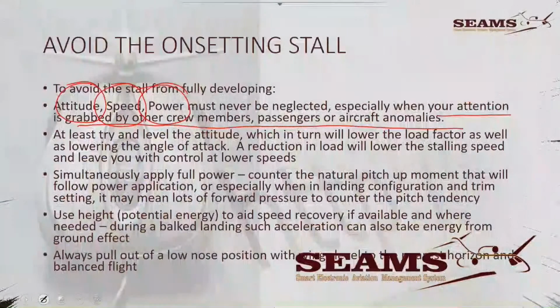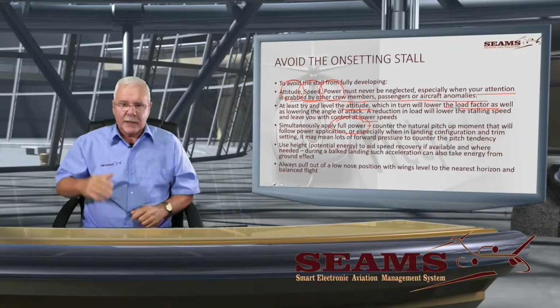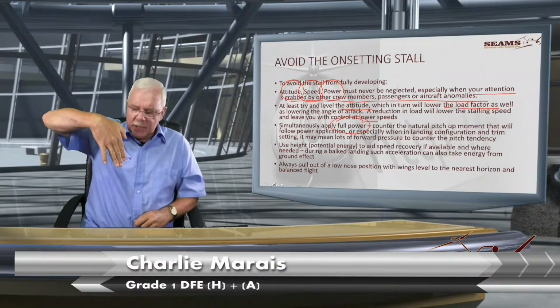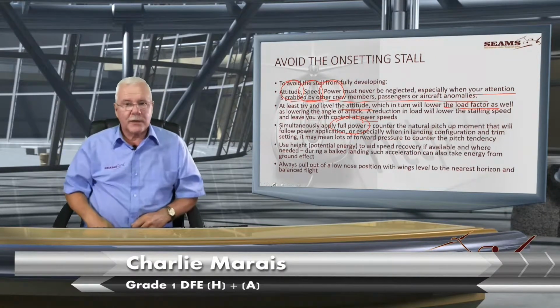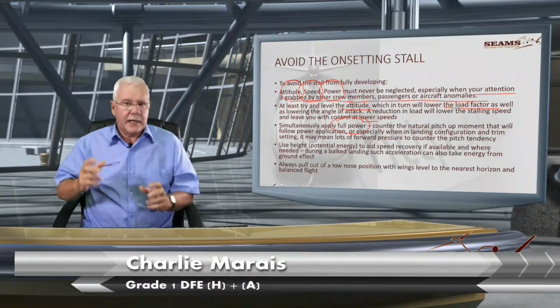So be careful. At least try and level the attitude, which will lower the load factor, therefore the angle of attack, and lower stalling speeds. Simultaneously apply full power. A lot of people say to me, but when? If the aircraft is flicked and is very close to the ground, then obviously full power just means you're going to mush into the ground.